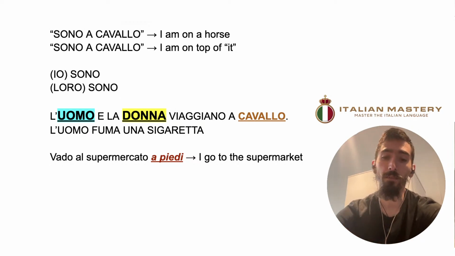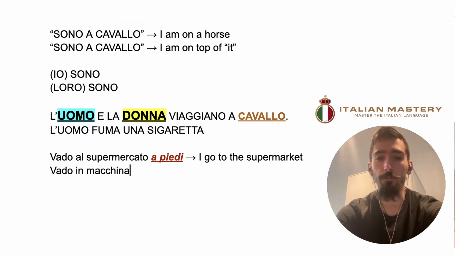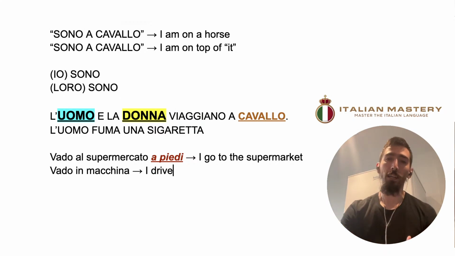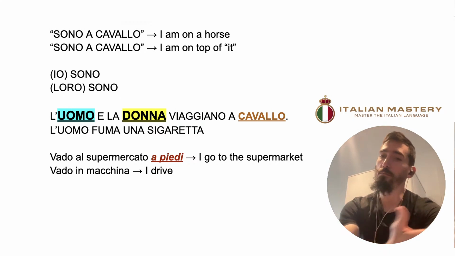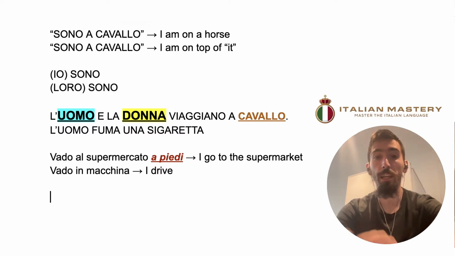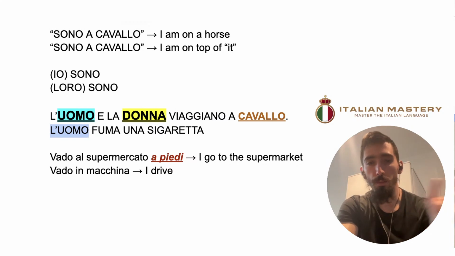Sometimes we use in. For example, vado in macchina. I go by car, or I drive. I use the car. Vado in macchina. How do you go? I'll get the car. Vado in macchina, vado al supermercato a piedi, vado a cavallo, eccetera. Perfectly correct.